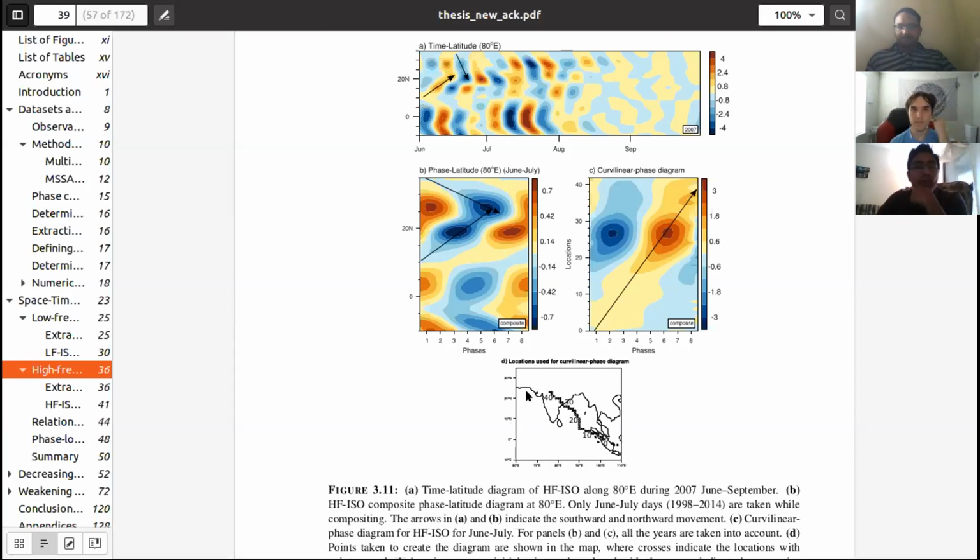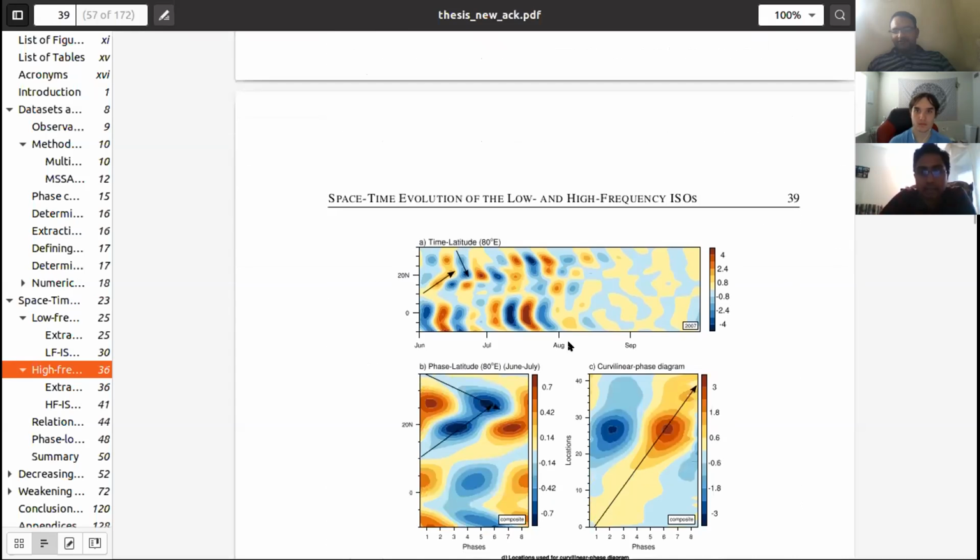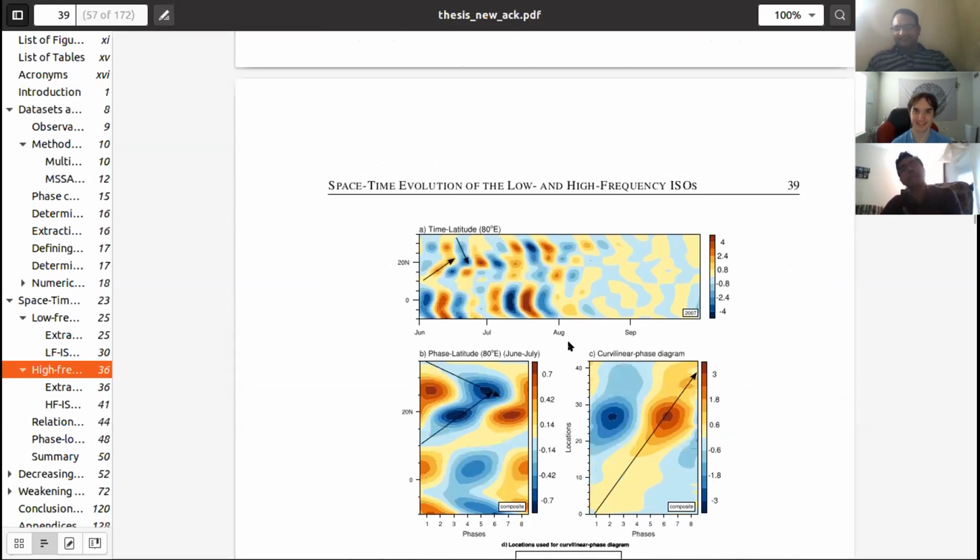Yes. But again, I have done MSSA with stream functions as well for this domain, and I got very nice structures of westward propagation. I think the best way to get the correct location is just to look into the Hovmöller type diagrams. Okay.